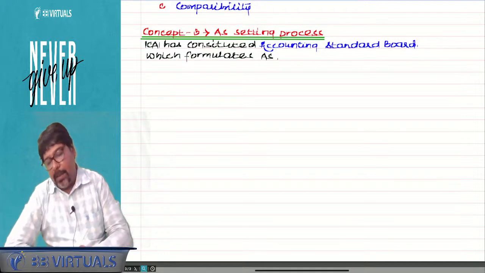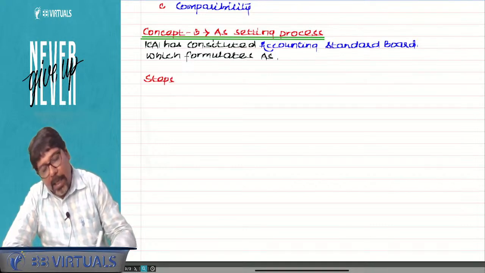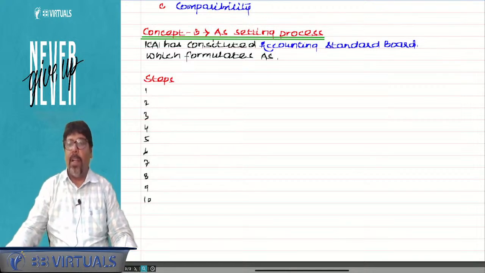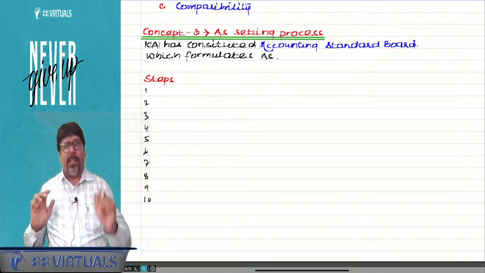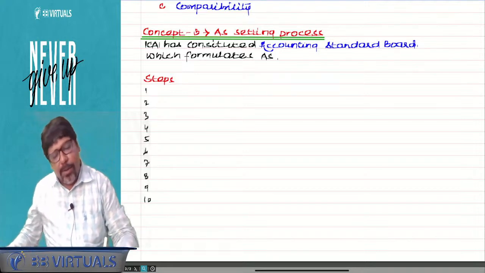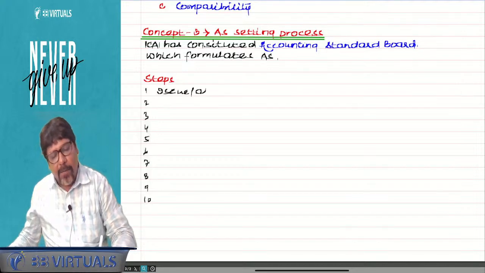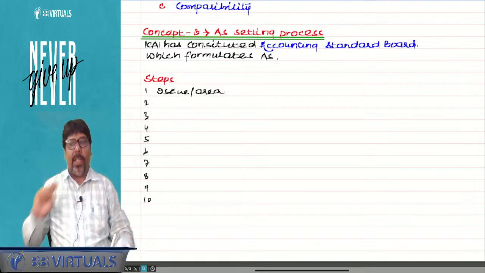Now, chartered, what are the steps? There are 10 steps. 1, 2, 3, 4, 5, 6, 7, 8, 9, 10. Oh my God, 10 steps. Very simple, just listen. First, they find out the issue or the area for which accounting standard is to be framed.